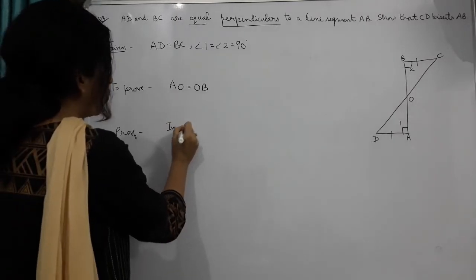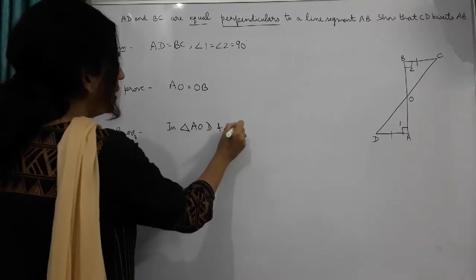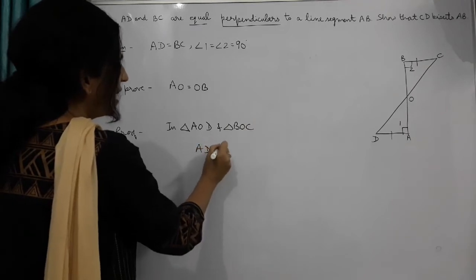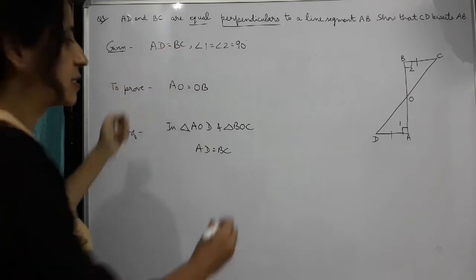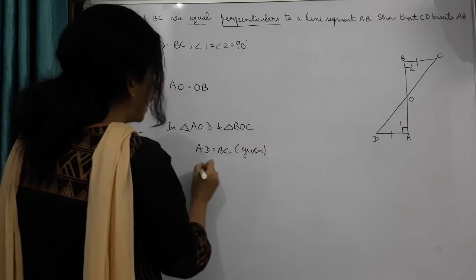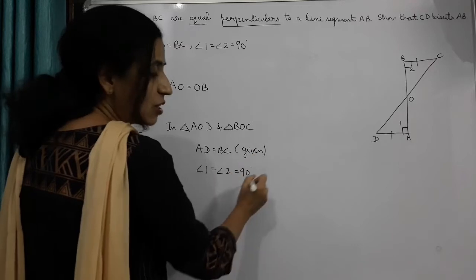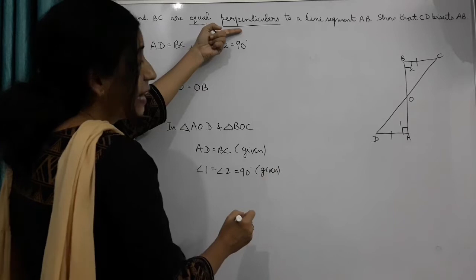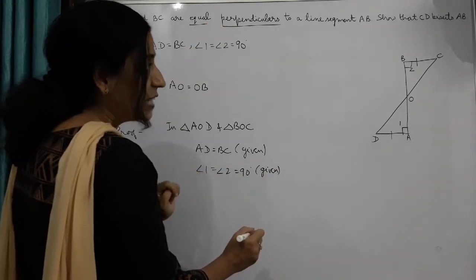So in triangle AOD and triangle BOC, we have AD is equal to BC. Why? Because it is given to us. So over here we write down given. We have angle 1 equal to angle 2, each of measure 90 degrees. This is also given to us because it is given that these are perpendiculars. So these angles are of measure 90 degrees.